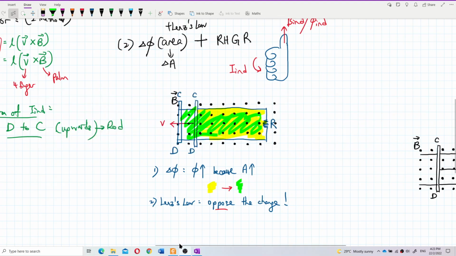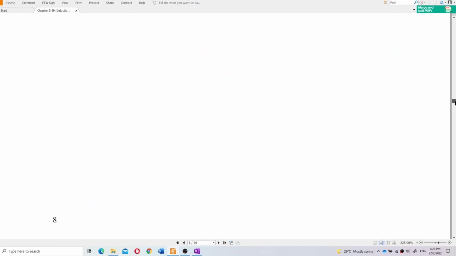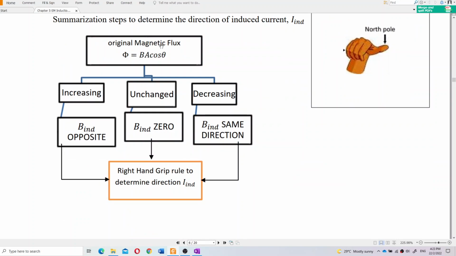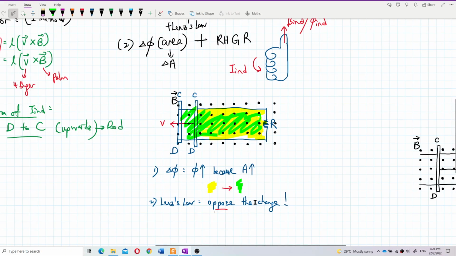According to the notes, if you still remember, you see the flux increase. So Lenz's law says to oppose the increase of flux, I must produce opposite flux. Understand? So to oppose the change, when flux increases, I want to decrease back the flux. So how to decrease back the flux?